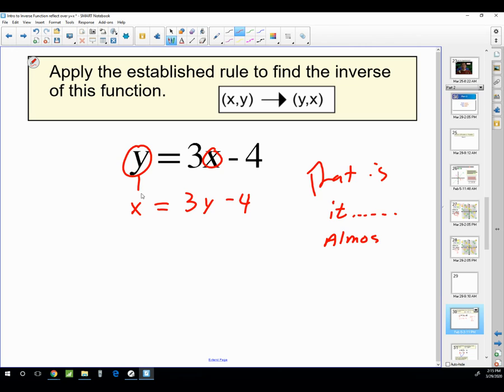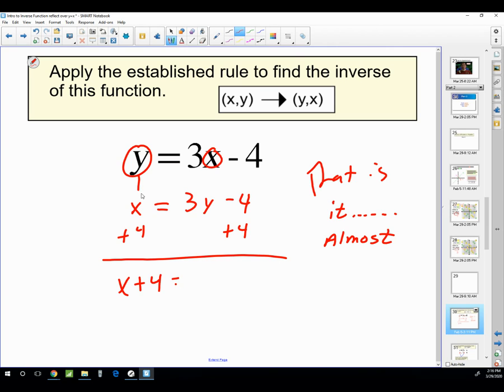Almost. The problem is that this is just not in mathematical format. It is not pleasing to the mathematician. If it's going to be pleasing to the mathematician, you've got to solve it for y. Well, everybody should know how to do that. You should know to add 4 to both sides. I'm just putting the +4 for effect. You don't have to do that.